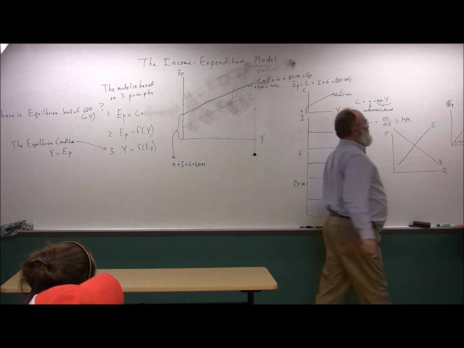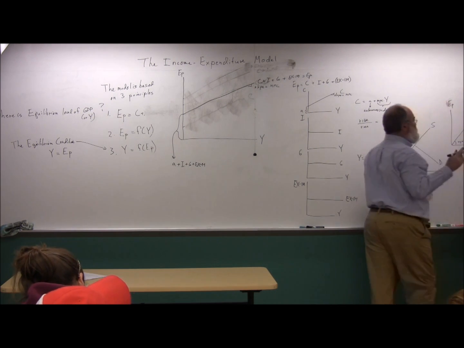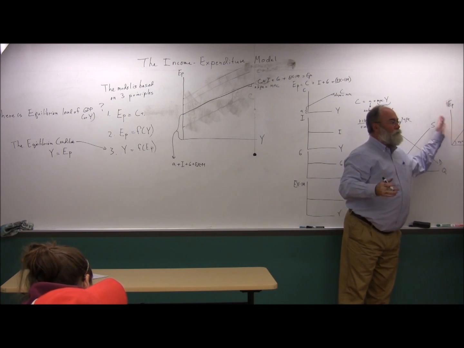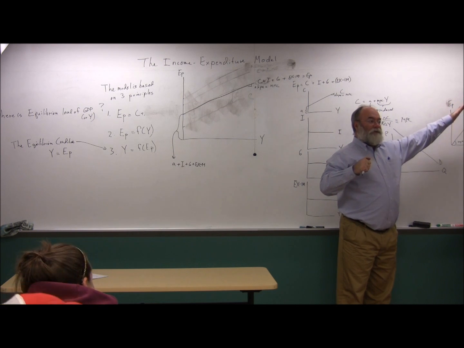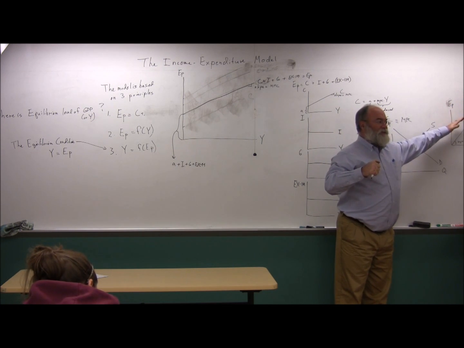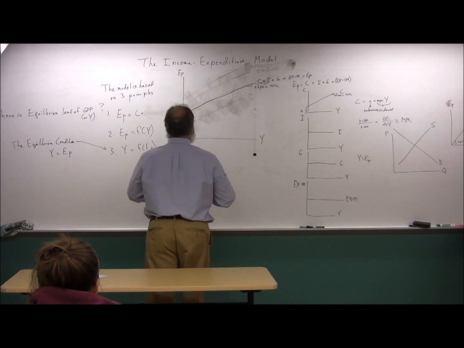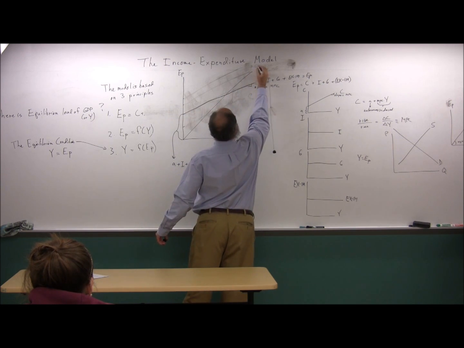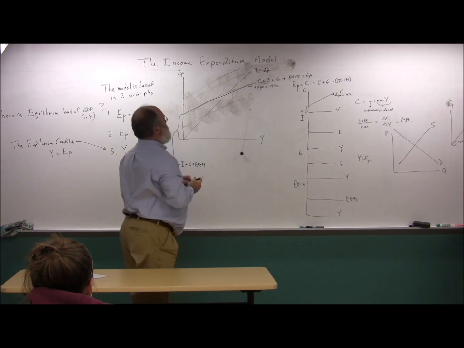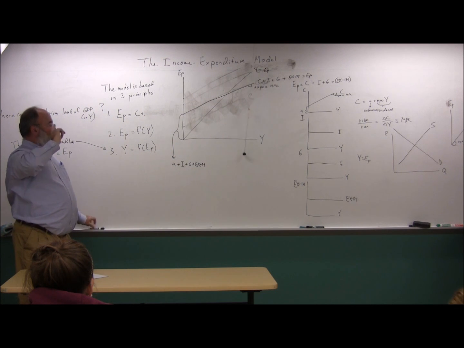Y equals EP. Okay, does everybody see that? All we're saying is 1, 1, 2, 2, 3, 3. Whatever Y is, EP is the same. This 45-degree line defines where equilibrium is. Let me show you. Okay, let's draw our 45-degree line here. Y equals EP.